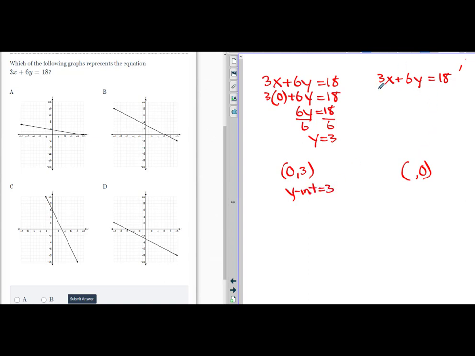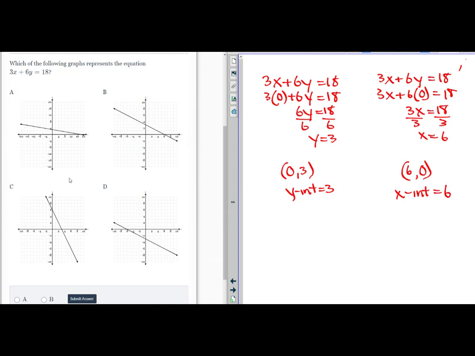Now I'll plug in a 0 for y, so we would have 3x plus 6 times 0 is equal to 18. 6 times 0 will just give us 0, so the equation will simplify to 3x equals 18. Then division property of equality, x is equal to, let's see, 18 does divide, sorry, that's going to be 6, x equals 6. So my x-intercept is going to be equal to 6.